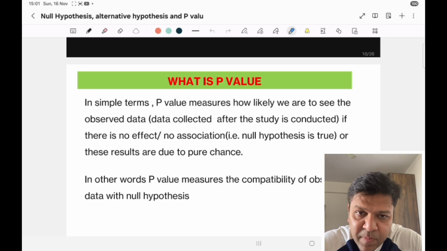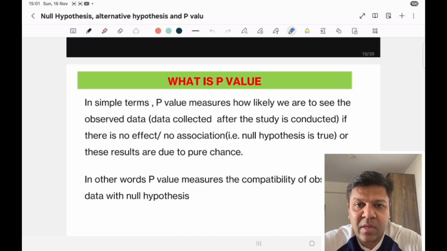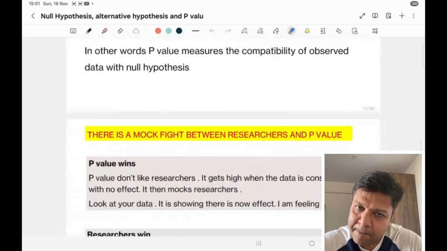Great. So this is what p-value is. A lower p-value means the data is statistically significant. It is not compatible with the null hypothesis. A higher p-value means it has higher compatibility with the null hypothesis, so it is not statistically significant. Our study is failing. Clear enough?